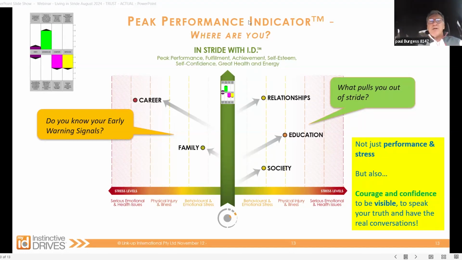But what we find is the best leaders and the people that really live with real self-awareness, this is something they think about often and change things around so that they can meet their ID needs and get back in stride. So you can see in this case, there's a lot of high scores.